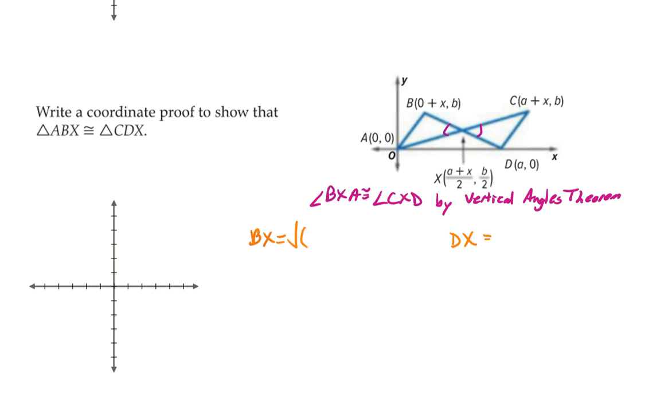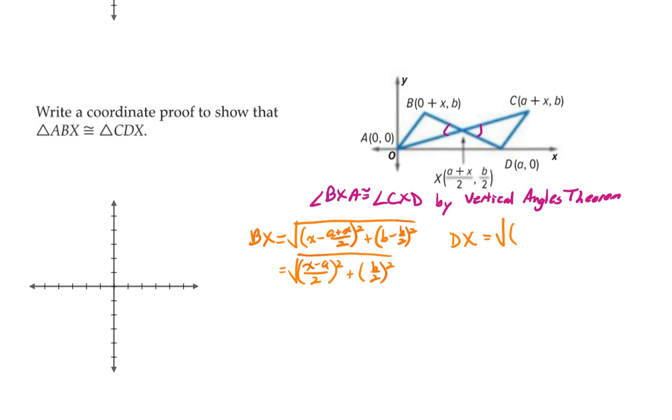So this is where distance formula comes in for BX. 0 plus x is just x, minus a plus x over 2, squared, plus b minus b over 2, squared. Well, x is 2x over 2 to get a common denominator, 2x minus a minus x. So I have x minus a over 2 all squared plus b over 2 squared. And I'll wait to simplify that a little bit until I see what I get with DX here.